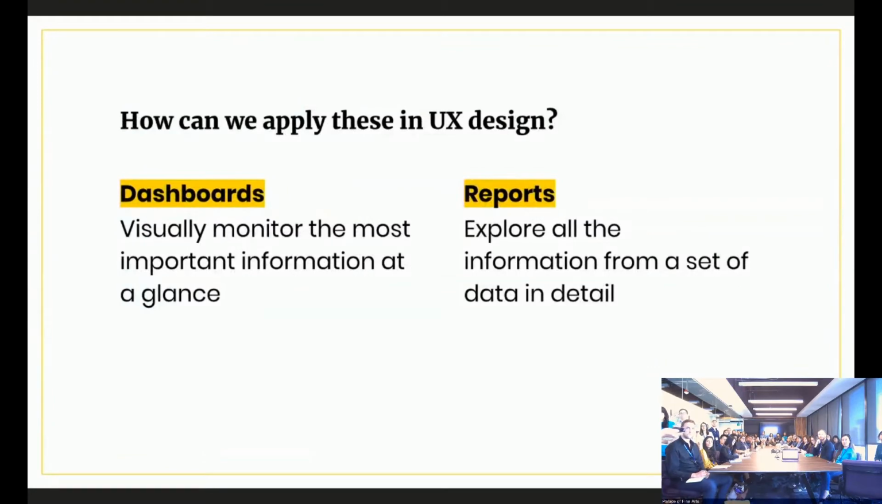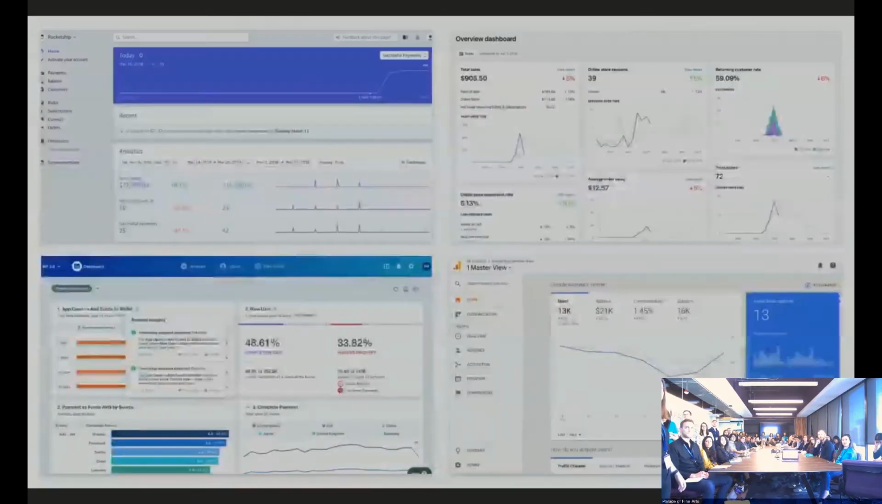And how can we apply these in UX design? These are two ways. So one way is through a dashboard. Dashboards are typically used as kind of an overview when you want to visually monitor the most important things. So you should be able to digest everything at a glance. And the second way would be through reports, which is usually the more detailed information where you would dive in a little bit further and go more in depth into the data.